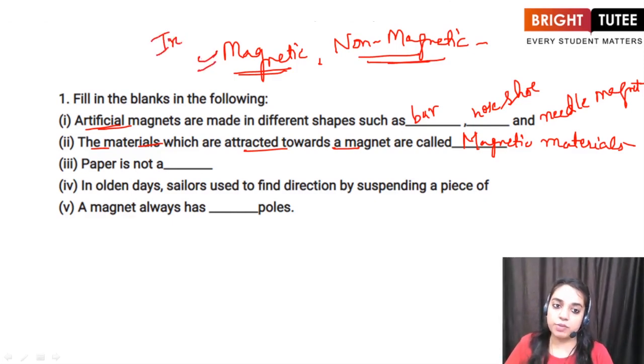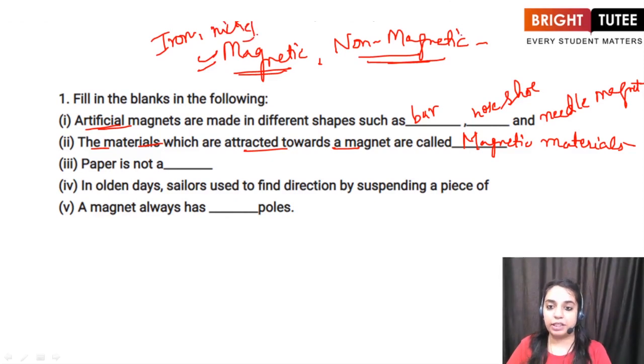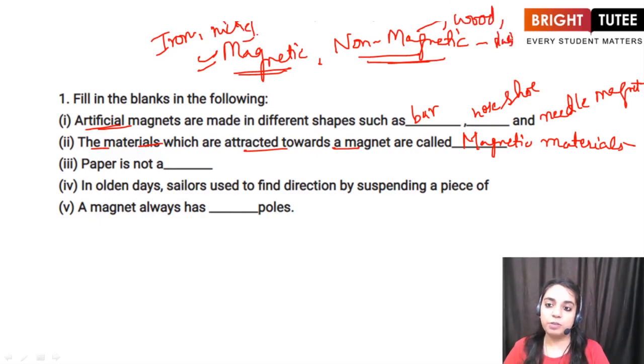Right, you can give me so many examples. Iron or nickel, these are the examples of magnetic materials. And what are the examples of non-magnetic materials? These can be wood, plastic, aluminium, etc.